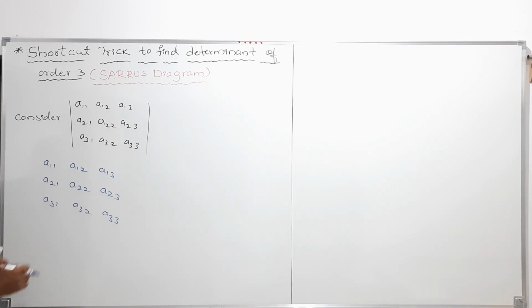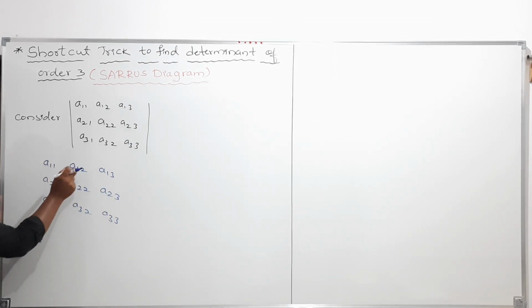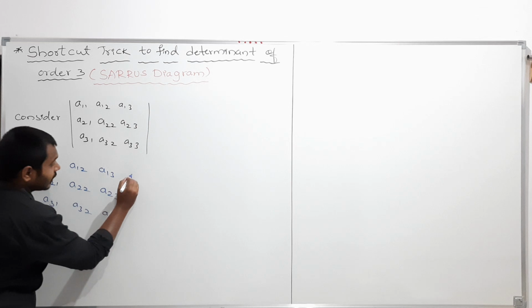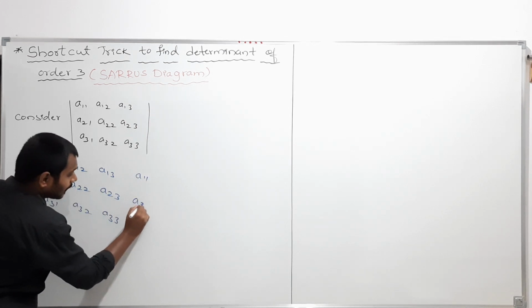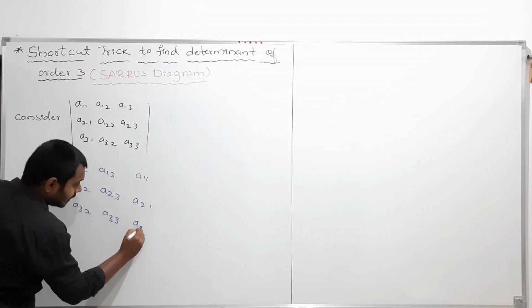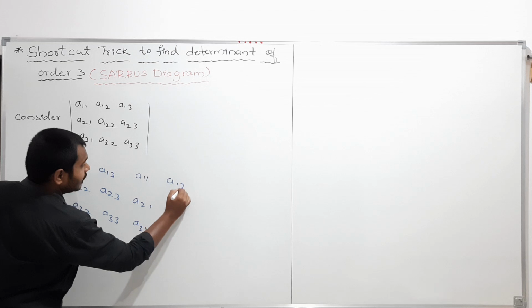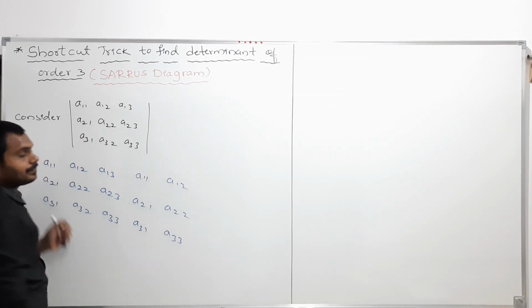After writing this, repeat the first two columns. That is, write the first two columns on the right side. Clear? So this is the first column, this is the second column. The first column I am writing a11, a21, a31. And next the second column right here: a12, a22, a32. Clear?